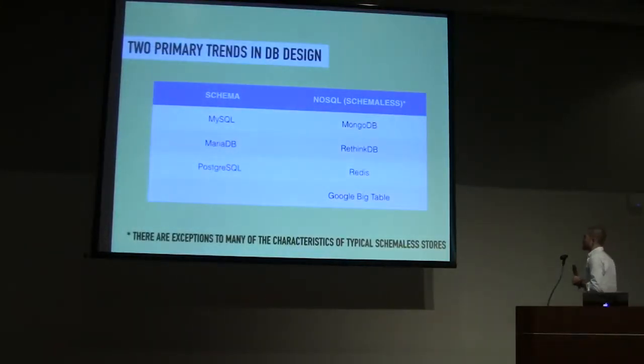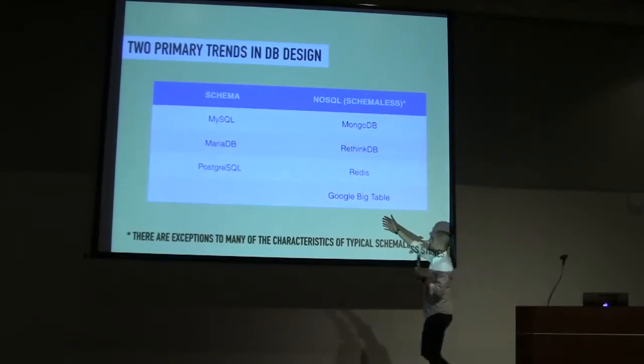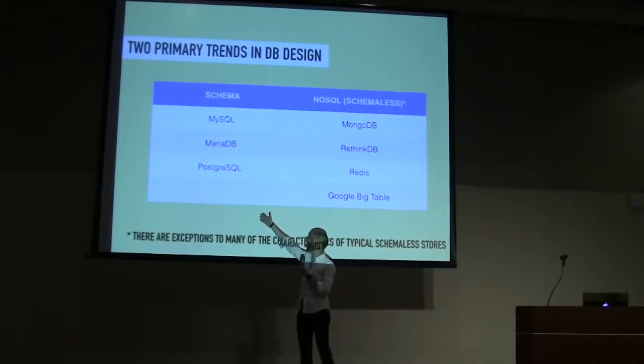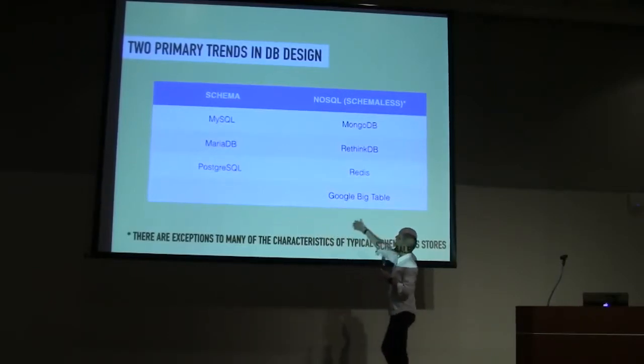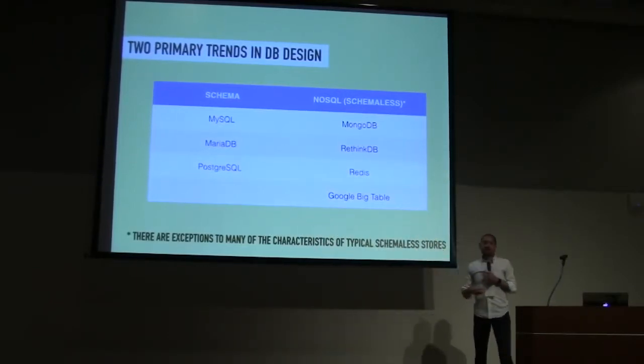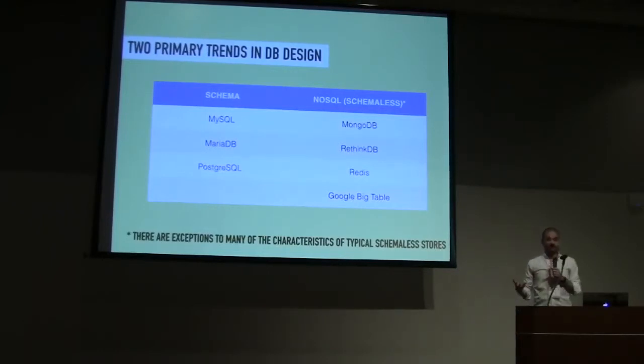So, like we just talked about, there's really two primary trends in DB design. There's schema-based, which is MySQL, MariaDB, Postgre, and obviously on the NoSQL side, stuff like Mongo, Rethink, Redis, and Google Bigtable. Now, the primary difference is, number one, of course, you have to pre-plan all of the tables ahead of time in MySQL, as opposed to NoSQL, where everything is more document-based. You can actually store stuff as an array.